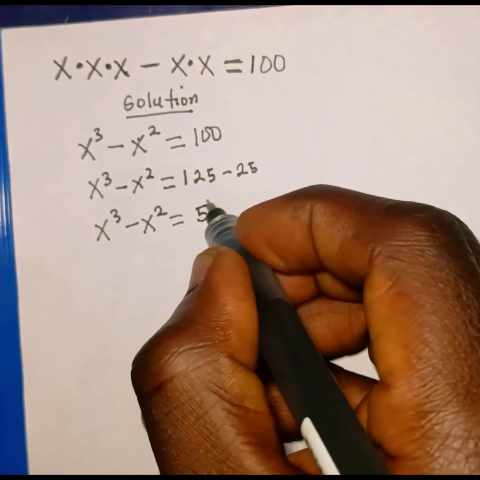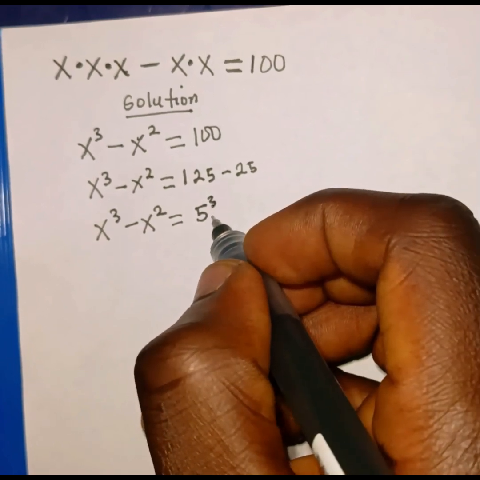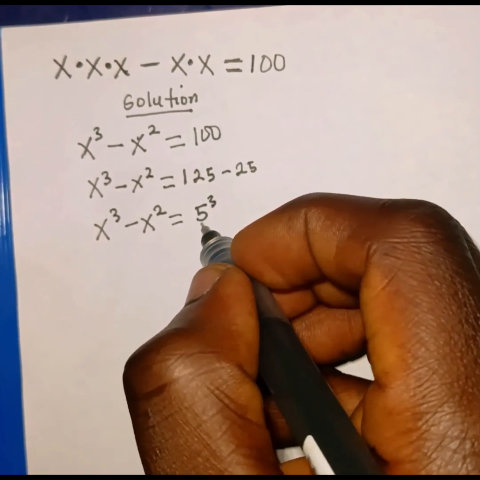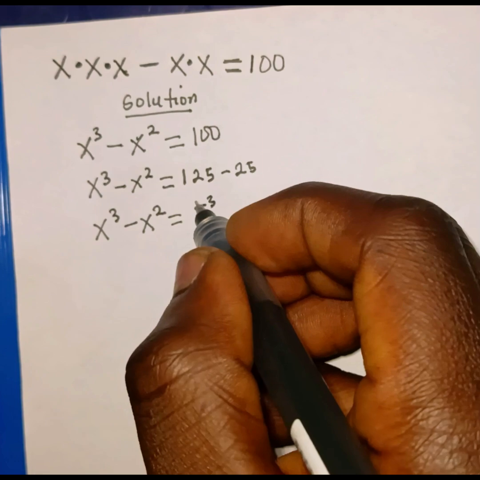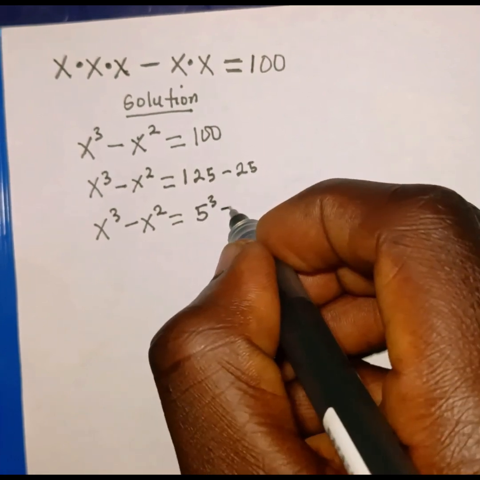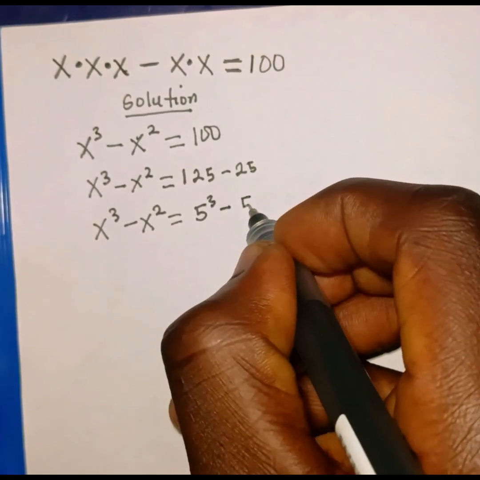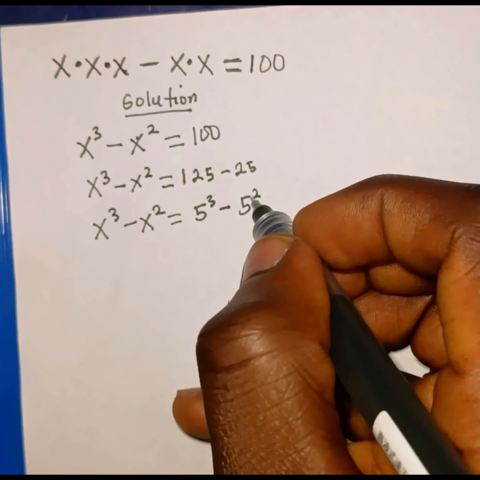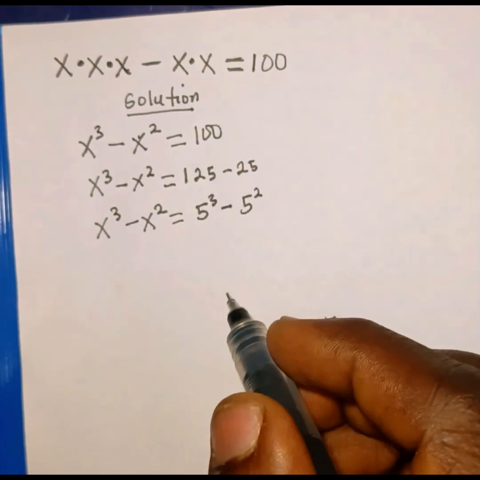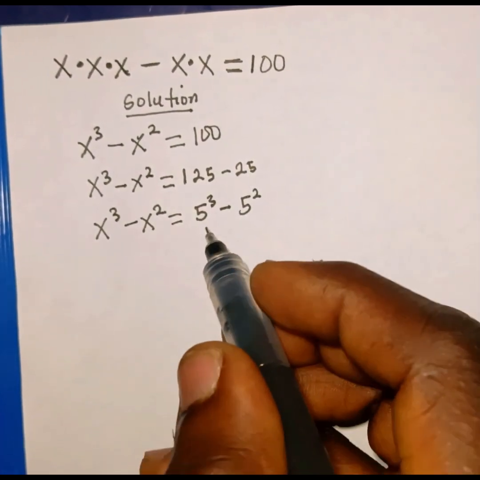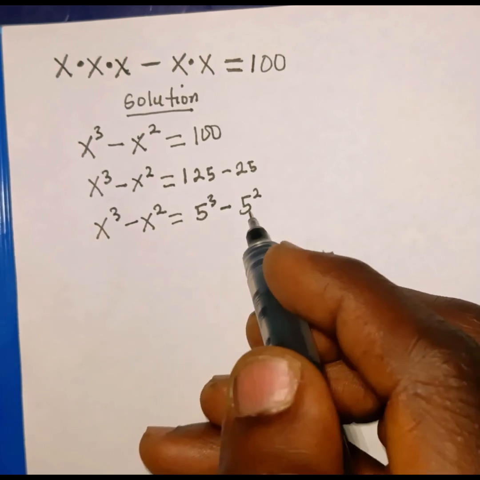125 is the same as 5 raised to the power of 3, because 5 multiplied by 5 multiplied by 5, in 3 places, is going to give us 125. Then minus 25 is the same as 5 raised to the power of 2, because 5 squared implies 5 multiplied by 5, which is the same as 25. So the next thing we're going to do, here we have 5 cubed and this is 5 squared.